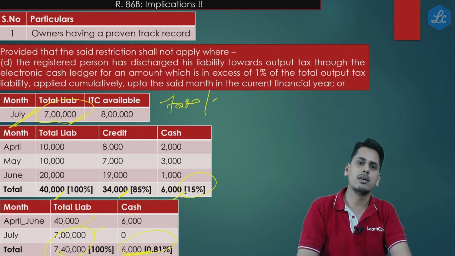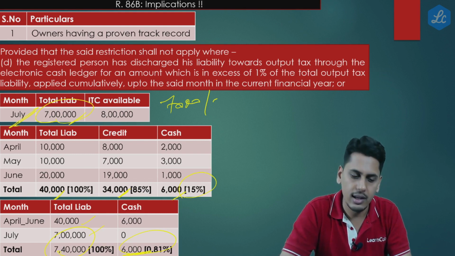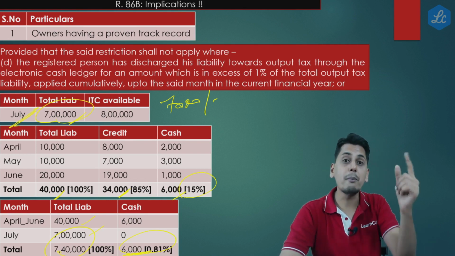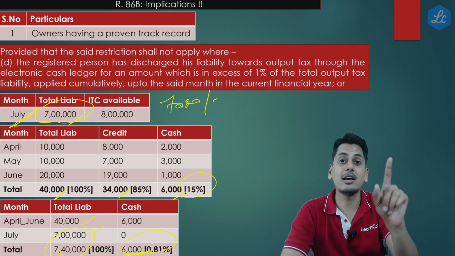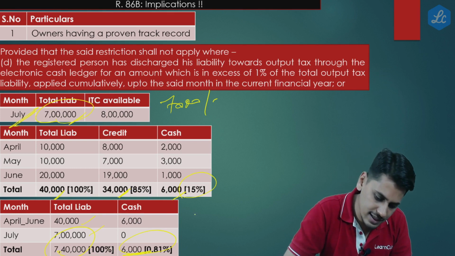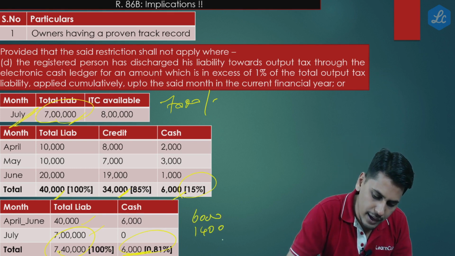So therefore, I have already paid 6,000. It is sufficient if I pay 1,400 more. From my electronic cash ledger, for the tax period July, it is sufficient if I am paying 1,400 more. Friends, please understand, 6,000 is already being paid. 1,400, if you are paying more, it becomes 7,400.